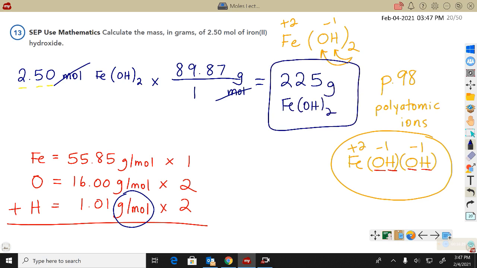Awesome. And I can see if that answer seems reasonable. Yeah, so every mole is a little bit less than 100 grams. If it were exactly 100 grams per mole, then 2.5 moles would be like 250 grams. So yeah, this seems reasonable. My answer should be something a little bit less than 250.